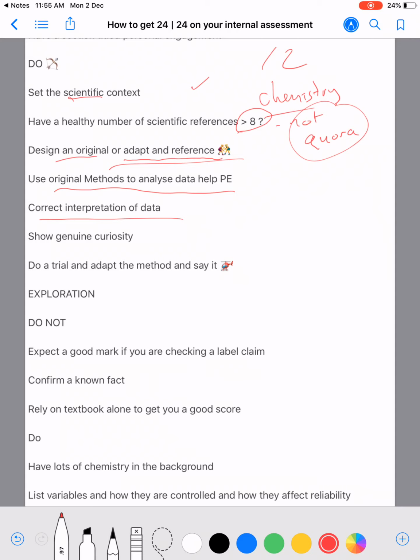Were you genuinely curious? When you were doing the experiment, did you stay behind a bit? Did you do some extra stuff? Did you get surprised by the results and go on a different tack? And this is a wonderful thing to put in.